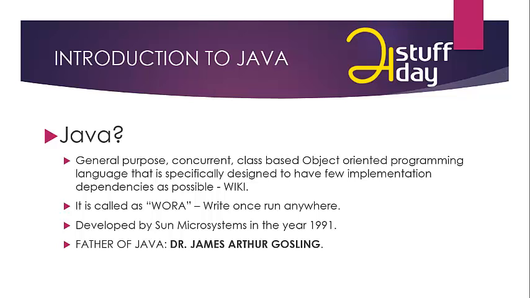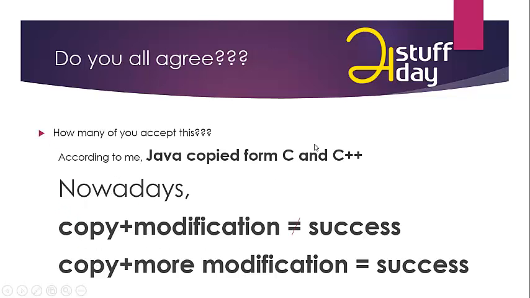Then Java is developed by Sun Microsystems in the year 1991. The father of Java is Dr. James Arthur Gosling. So do you all agree? Java copied from C and C++. So do you all agree? Yeah, I agree that Java copied from C and C++.